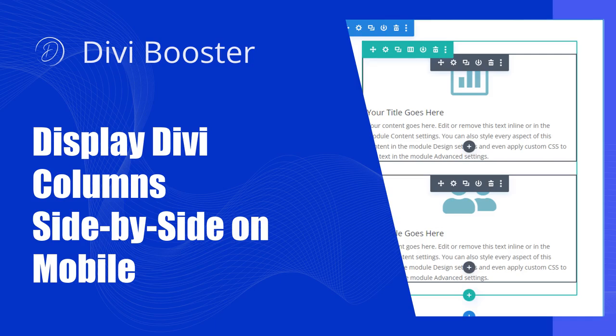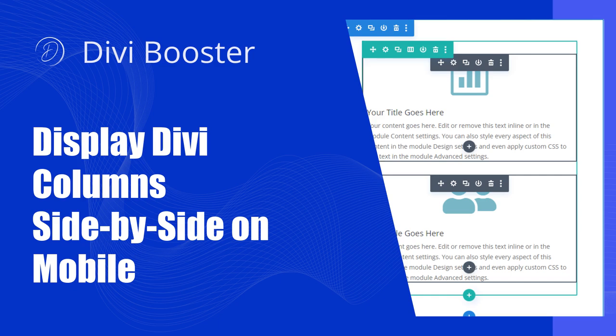In this video, we'll look at how to display Divi columns side by side on mobile devices. Typically, when using Divi, you can create layouts by organizing your content into sections, rows, columns, and modules. For example, placing modules into a two-column row will display them side by side on larger screens. However, on mobile, Divi automatically stacks these columns vertically.